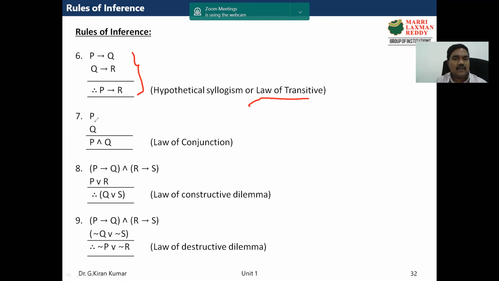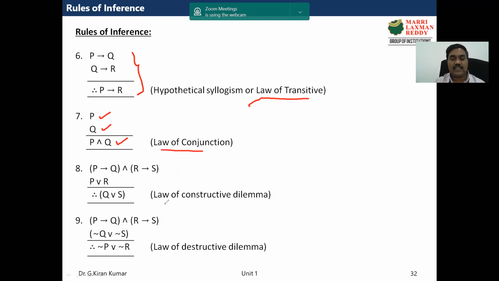Okay. Then P is a premise and Q is also given as a premise. In that case, we can always argue P and Q is true. Quite natural, right? If P is true and Q is true, we can always argue P and Q is true. So this comes under the law of conjunction.